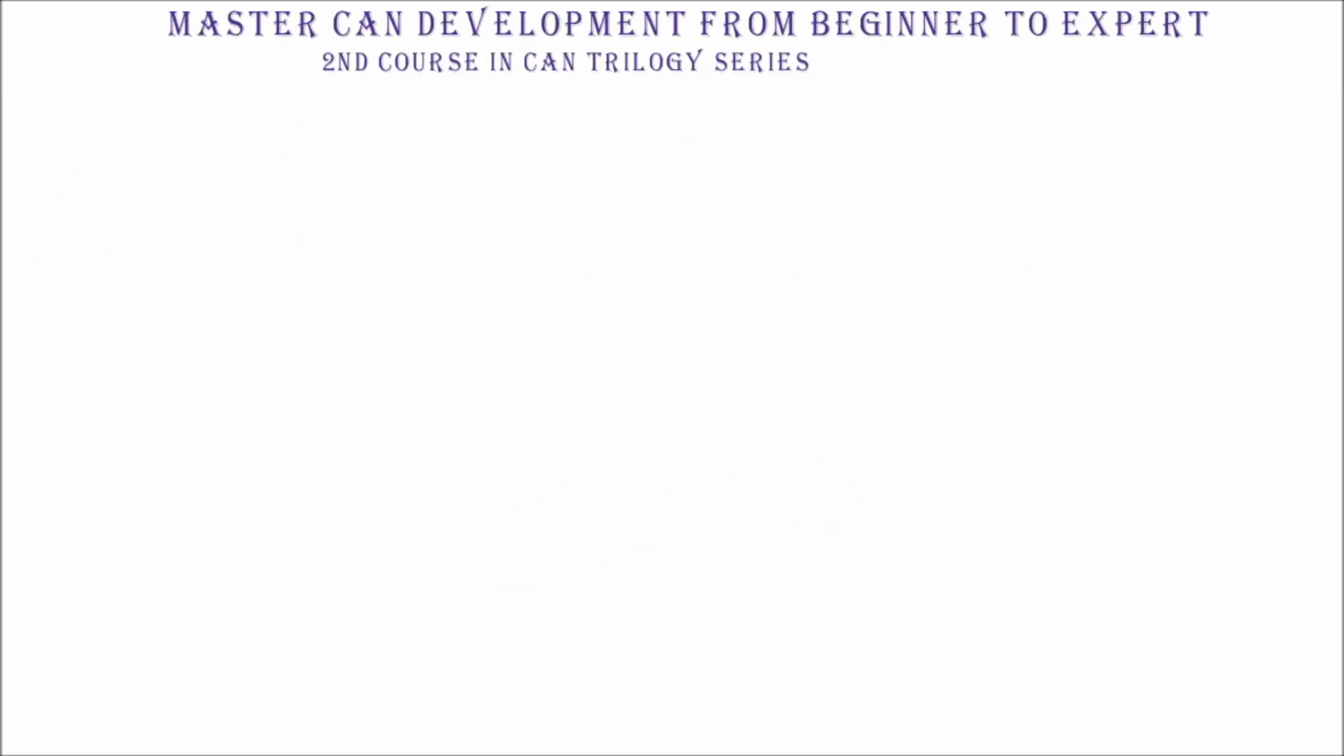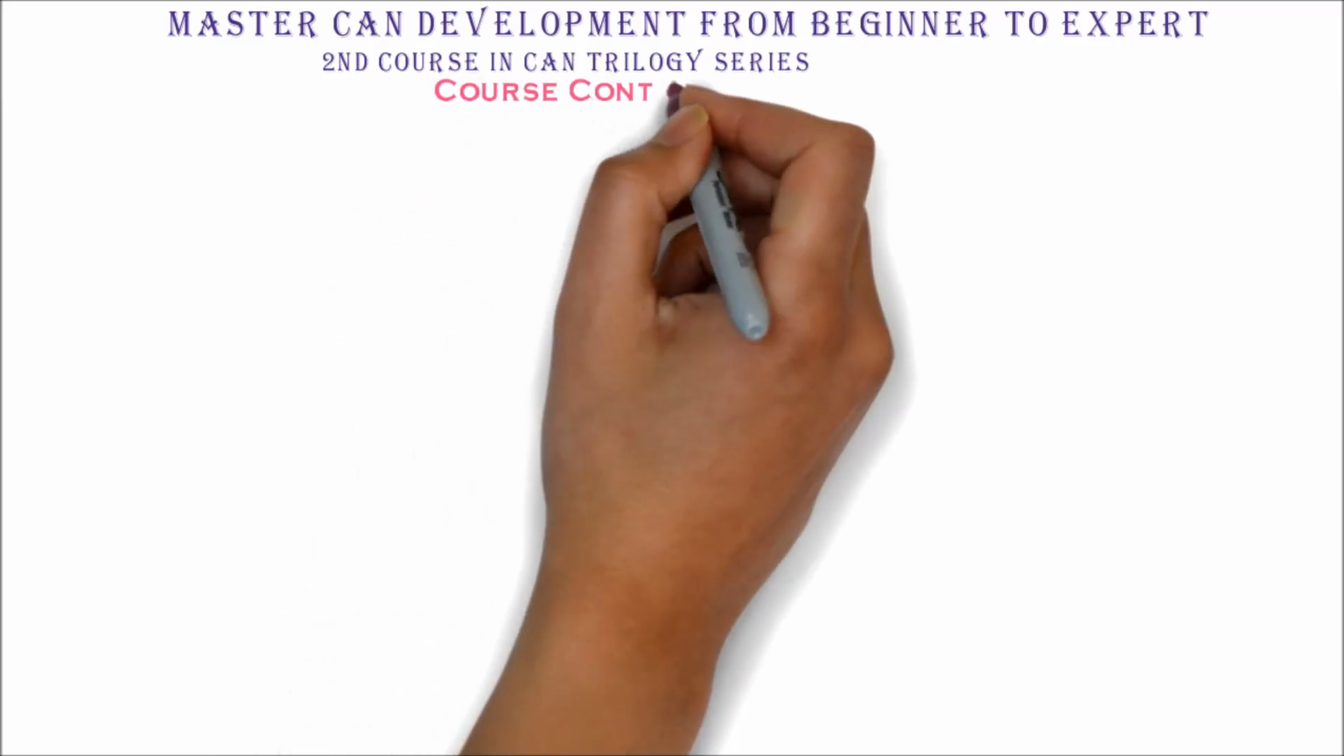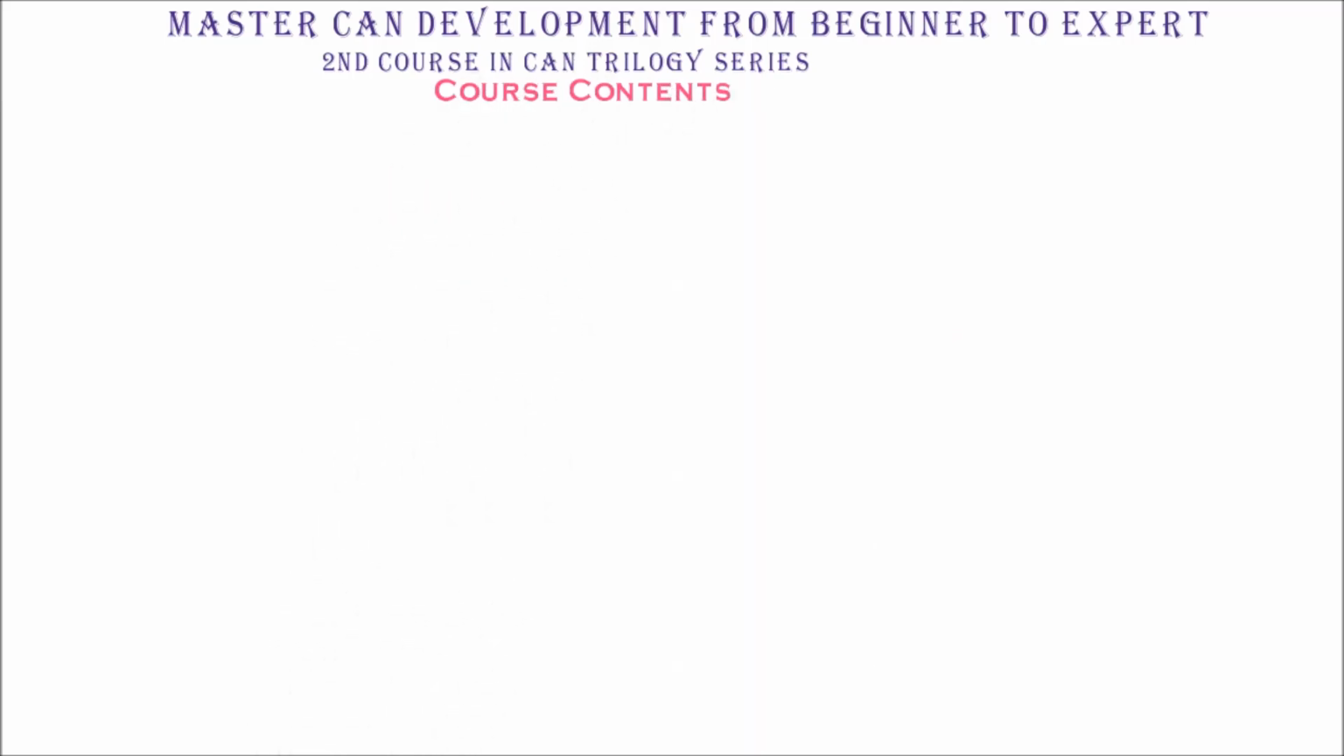Now, let's break down the course contents of this second course in the trilogy. This course basically contains 5 sections. The first section is Introduction. In this introductory section, you'll meet your course instructor and learn about the prerequisites needed for this course. We'll also give you a comprehensive overview of what you'll be learning throughout this course.